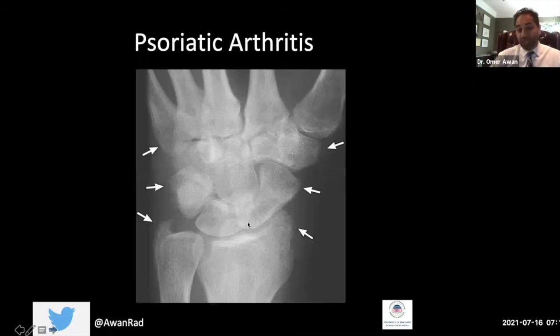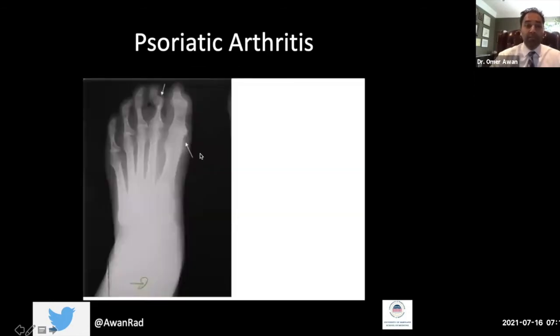Notice that you don't have erosions. This is proximal, right? These joints are proximal, but you do have periostitis, right? You have periostitis, which is a helpful finding for psoriatic arthritis.